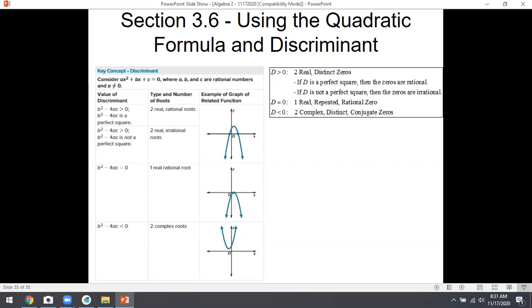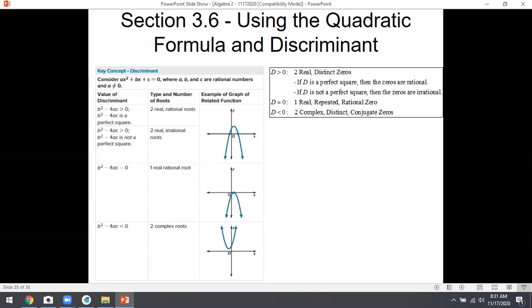When that happens, you can expect your graph to look like this, by the way, this top one right here. It will cross at two distinct things on the real axis. Maybe they're rational, maybe they're not, but that's what's going to occur. When your discriminant equals 0 exactly, that tells you one thing. There's going to be one real, but it's going to be repeated. That means it's going to be there twice.